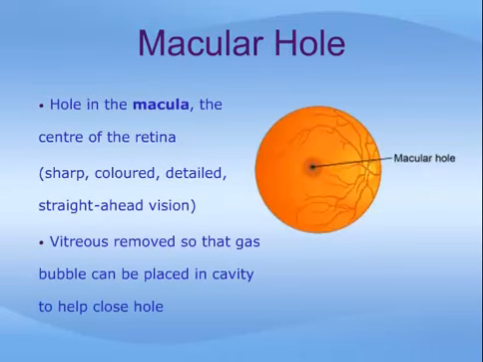A macular hole is a hole in the macula, the area at the center of the retina responsible for sharp, colored, detailed, straight-ahead vision. Treatment involves first removing the vitreous and then placing a gas bubble in its empty cavity that will press against the macula and close the hole.